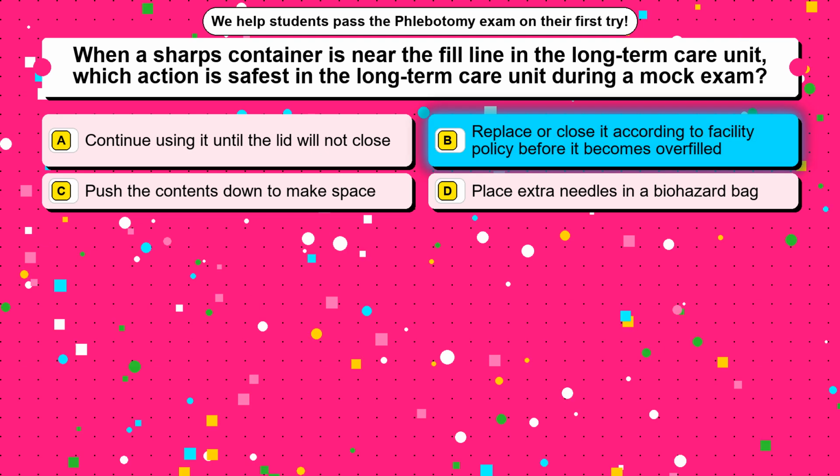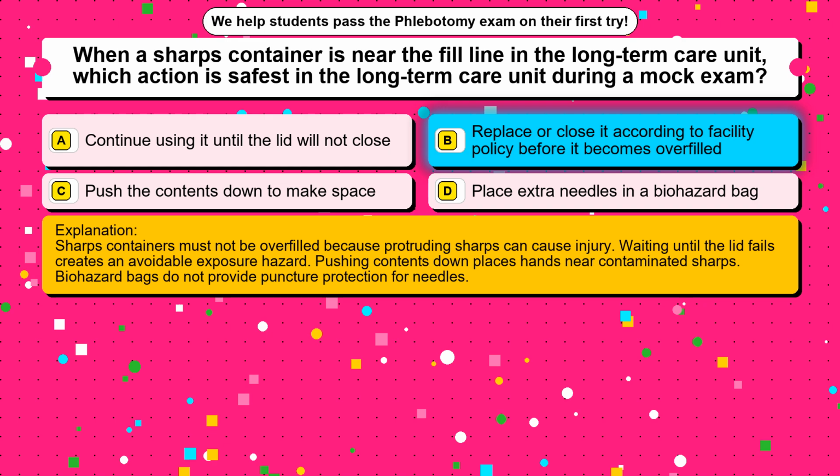The correct answer is option B. Replace or close it according to facility policy before it becomes overfilled. Sharps containers must not be overfilled because protruding sharps can cause injury. Waiting until the lid fails creates an avoidable exposure hazard. Pushing contents down places hands near contaminated sharps. Biohazard bags do not provide puncture protection for needles.